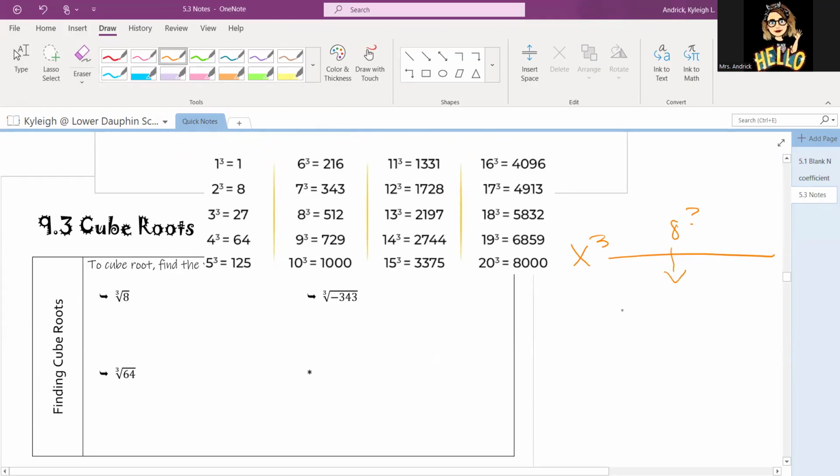If you do, go all the way down past the x squared down to the x column. And what is that number? In this case, it should be 2 because I see an 8 here with a 2. Do the same thing for 343.